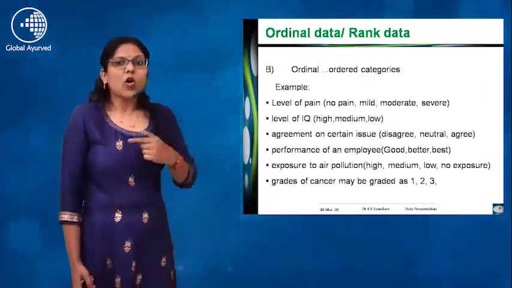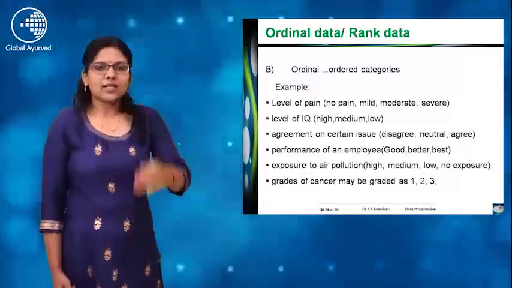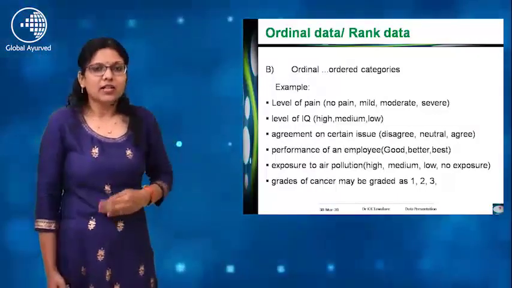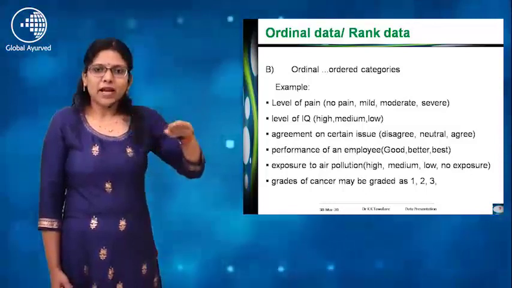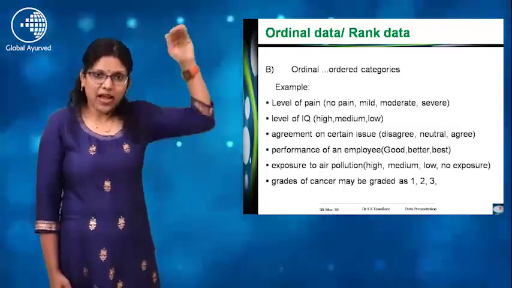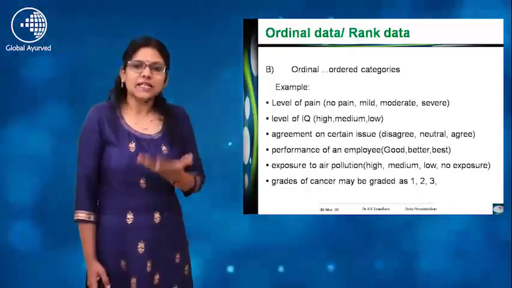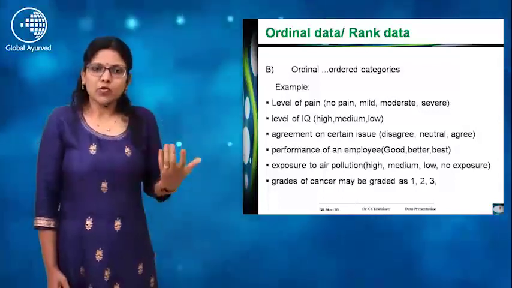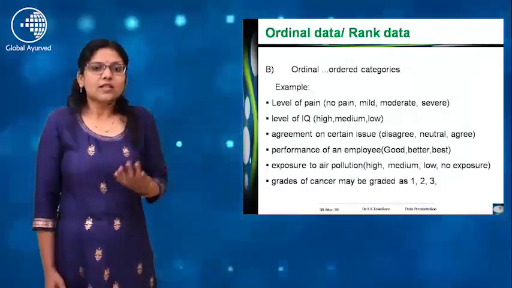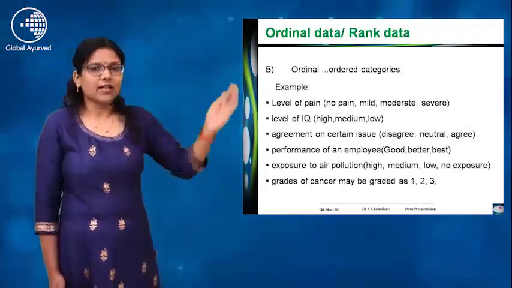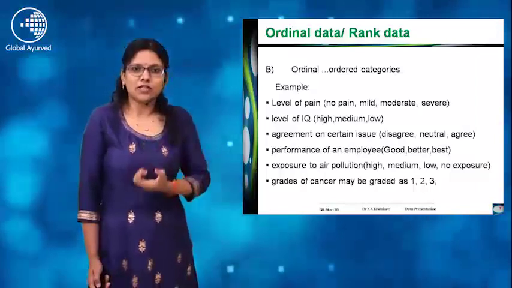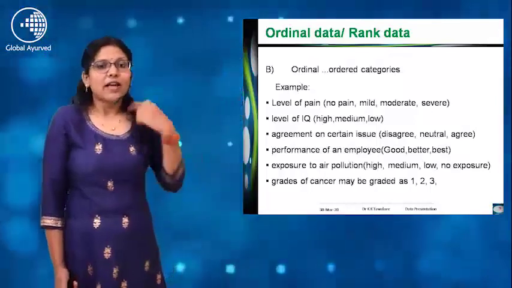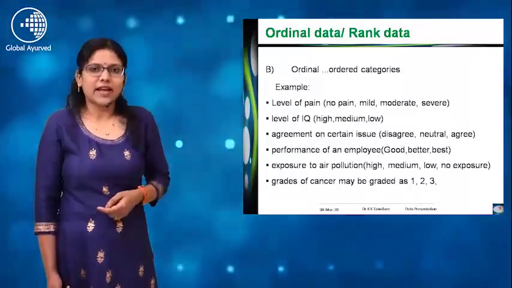Ordinal data means ordered categories. Yes, definitely data is divided into some specific categories, but the categories are found in some order. Just like level of pain: no pain, mild, moderate, severe. Level of IQ: high, medium, low. Agreement on certain issues: disagree, neutral or agree. Performance of an employee: good, better, best. Exposure to air pollution: high, medium, low, no exposure. Grades of cancer may be graded as first grade, second grade and third grade. So data we observe falls in some categories, but the categories are arranged in some rank or order. Hence this ordinal data is also called ranked data.